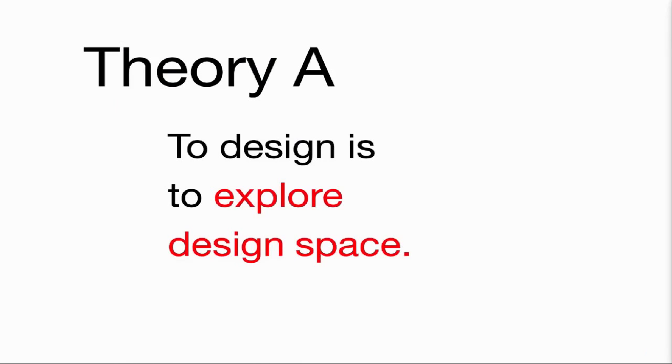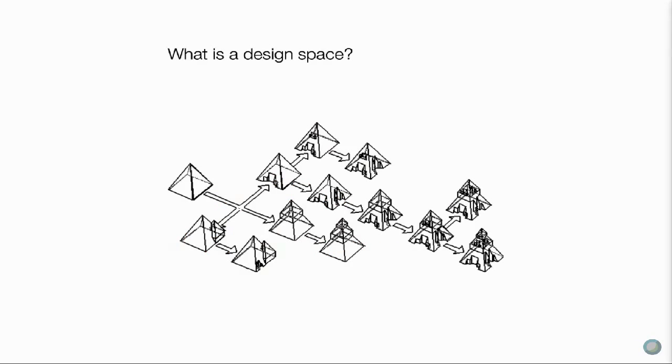D-Star is the result of combining two theories. The first theory has a name, it's called HIPS. The second theory doesn't really. I've labeled them Theory A and Theory B. The essence of Theory A is that to explore design space, what is this thing we call design space? It is an array or a network of designs that is developed progressively by visiting one or more designs, doing something to them, to create a new design.